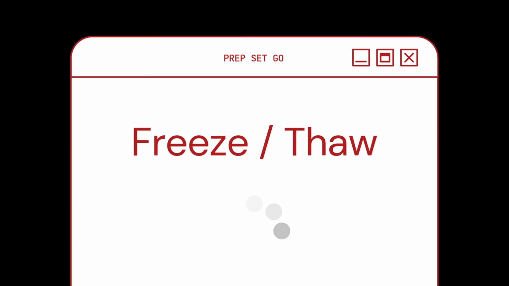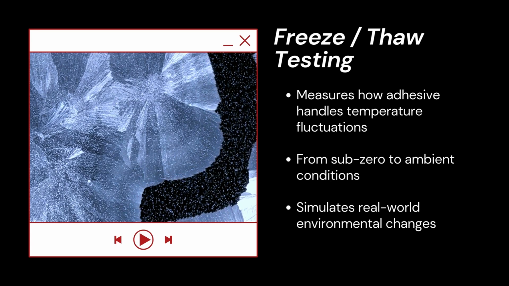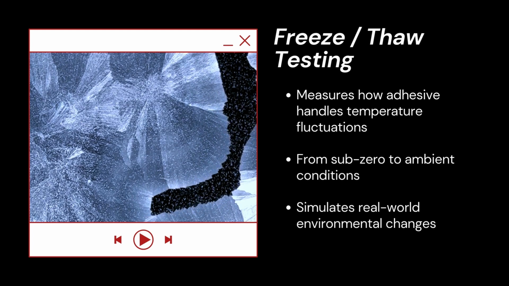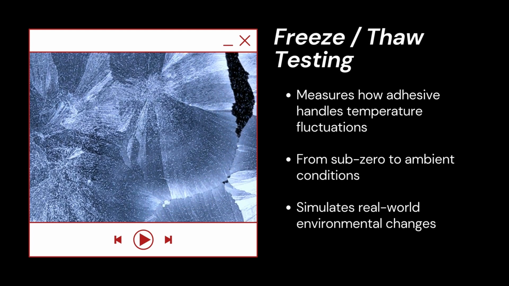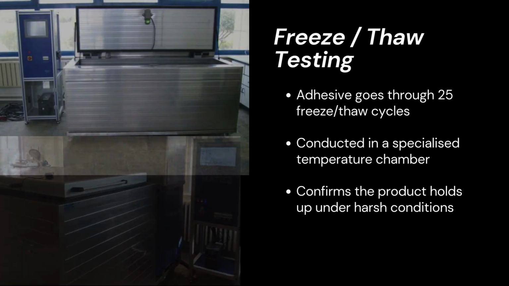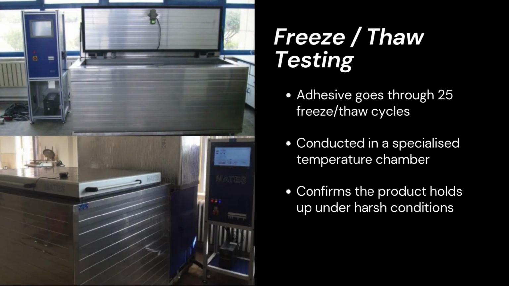Freeze-thaw cycling is the second of the temperature variation resistance tests, specifically measuring the impact of an adhesive's exposure to fluctuations from sub-zero to ambient or thawed conditions. The adhesive performance is measured after 25 cycles from sub-zero to thaw, conducted in a specialised chamber.